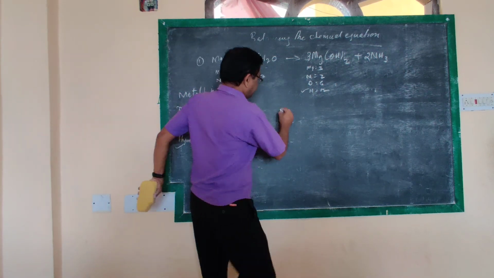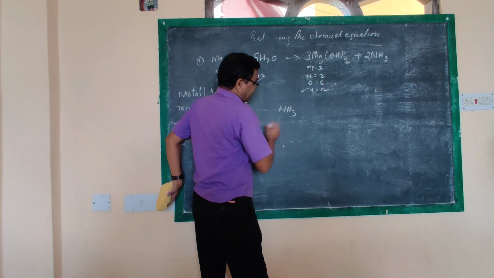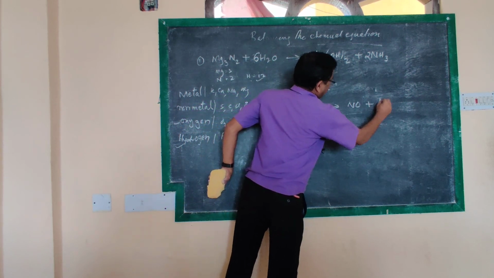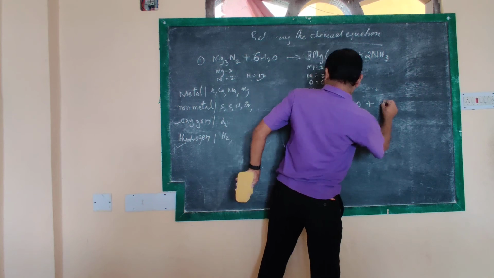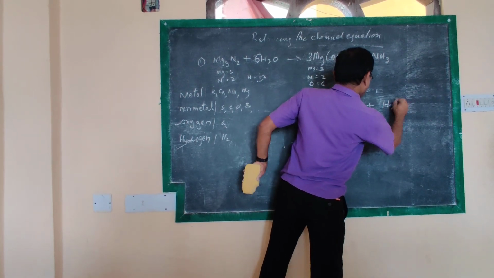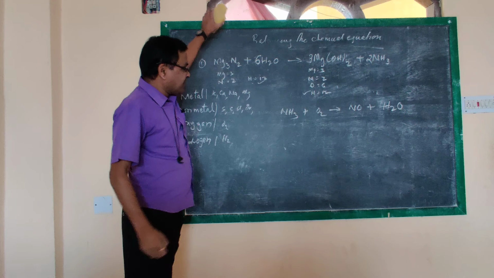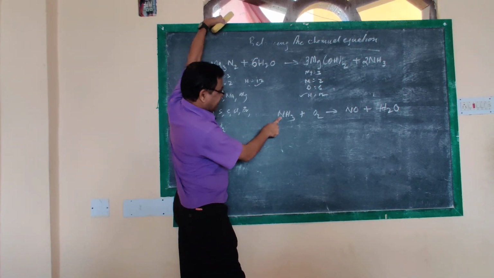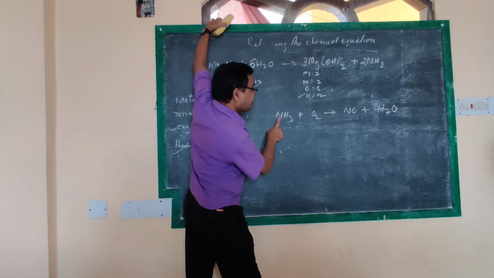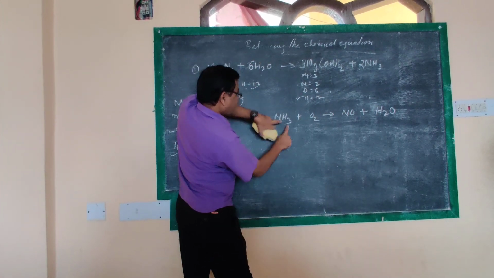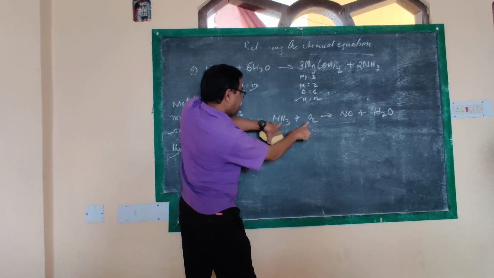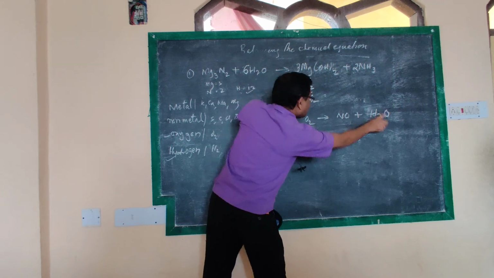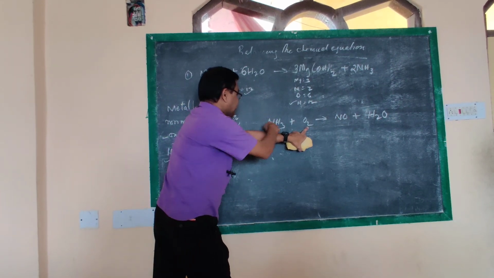Now we will take another example. NH3 plus O2 gives nitric oxide plus H2O. Here see, metal is not there, non-metal is there. What is that? Nitrogen. Nitrogen here we have 1, here we have 1, balanced. Hydrogen we have to take last. Then oxygen we have to take. Oxygen is how much? 2 here, 2 here, balanced.